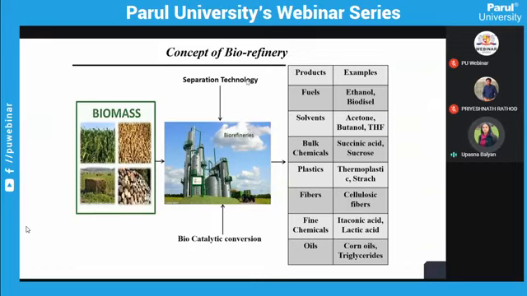So we are using biomass for the separation purposes, and then we are going for the final product, which can be used for various things. Like you can see on the screen, solvents like acetone, butanol, these are products obtained from the biomass, and we can separate, purify or concentrate them using the membranes.